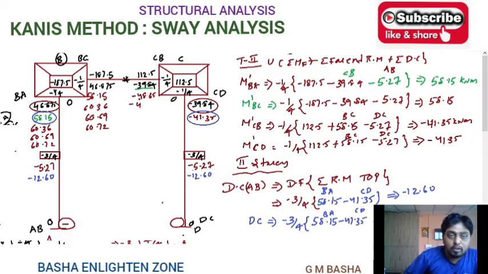You will get here 40.06 minus 39.49, and here also minus 39.49. This one will be 40.06 minus 39.49, or 39.33.